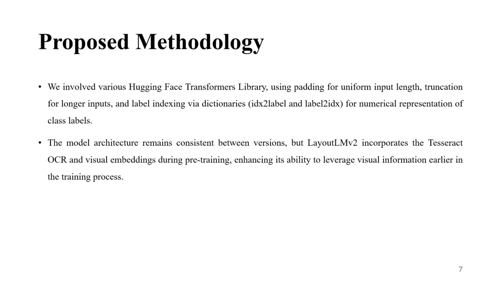So, using truncation for lengthier inputs, padding for uniform input length, and label indexing via dictionaries have been done, which is the idx2label and label2idx for the numerical representation of class labels. We employed a variety of Hugging Face transformers libraries as well. While the model architecture is the same in all versions, LayoutLM version 2 leverages visual information early in the training process by integrating Tesseract OCR and visual embeddings during pre-training itself.